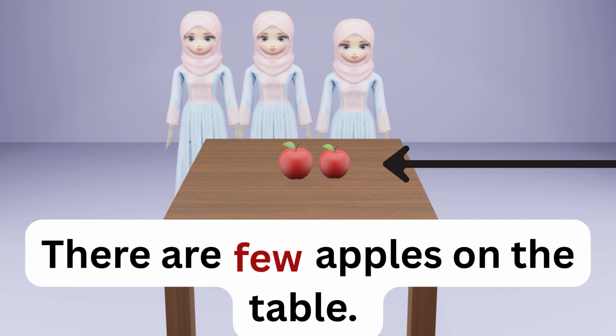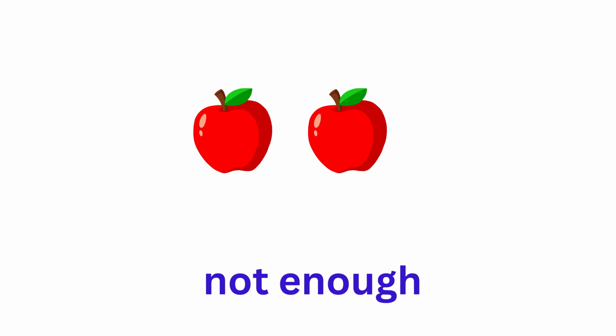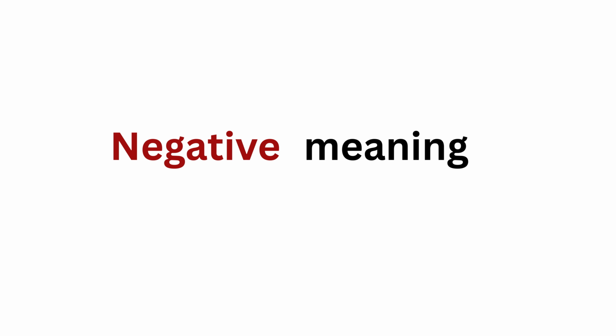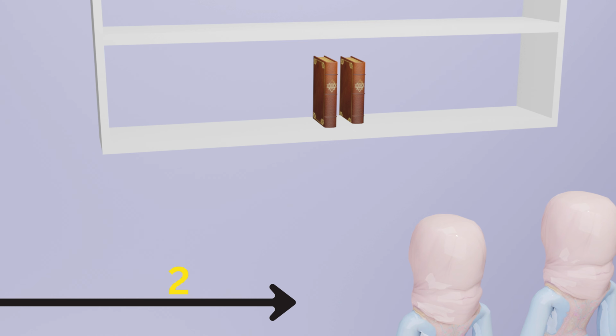Picture 2. 2 apples and 3 girls behind them. There are few apples on the table. This means 2 apples are not enough for 3 girls. Someone will not get an apple. That's why we say few. Negative meaning.